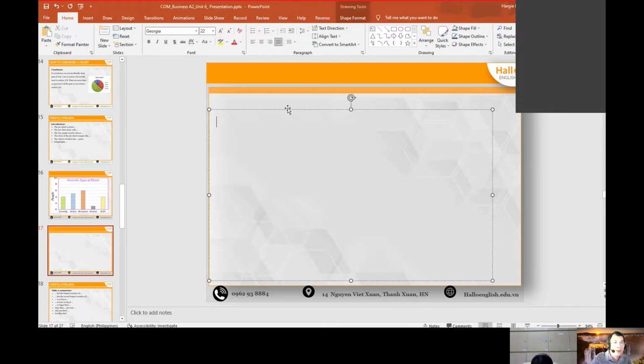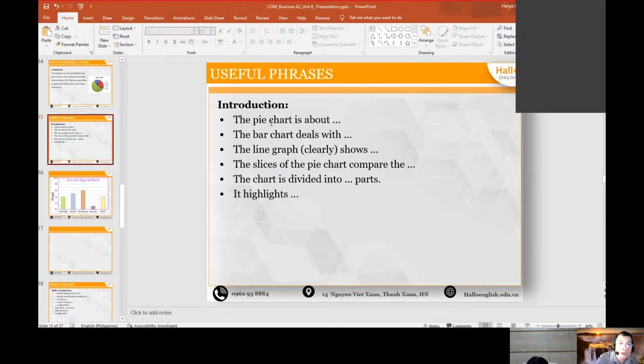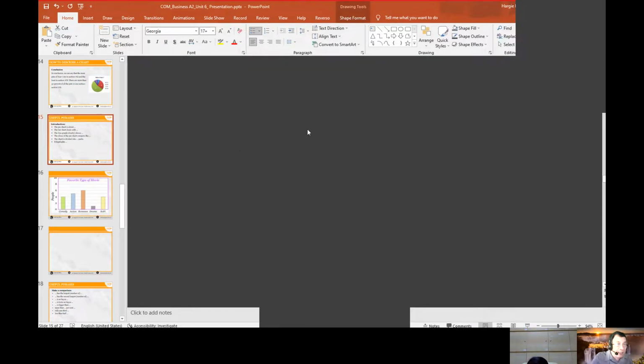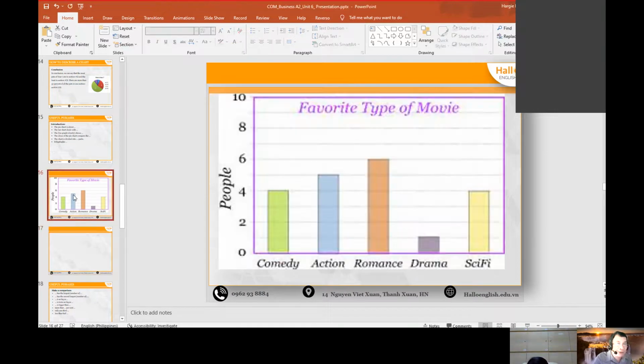So let's try to have the interpretation now, using the following phrases, the introduction, right? So what are we going to choose, the pie chart or the bar chart? The bar chart, yes. So I have to copy this and we are going to do the bar chart.